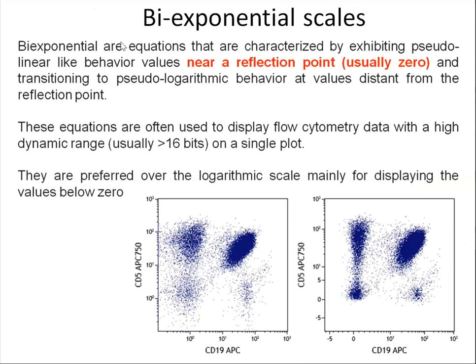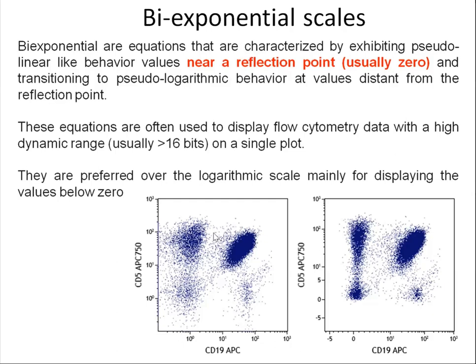Now this is the scale which we commonly use in analysis. The beauty with bi-exponential scale is that it is a hybrid scale where you can combine the features of linear as well as log scale. So it's a 2-in-1 scale. How does that happen? Near the reflection point, it behaves like a linear scale. What is a reflection point? It is more likely a zero. That is a point where the population starts. So at that area, this particular scale behaves like a linear scale.